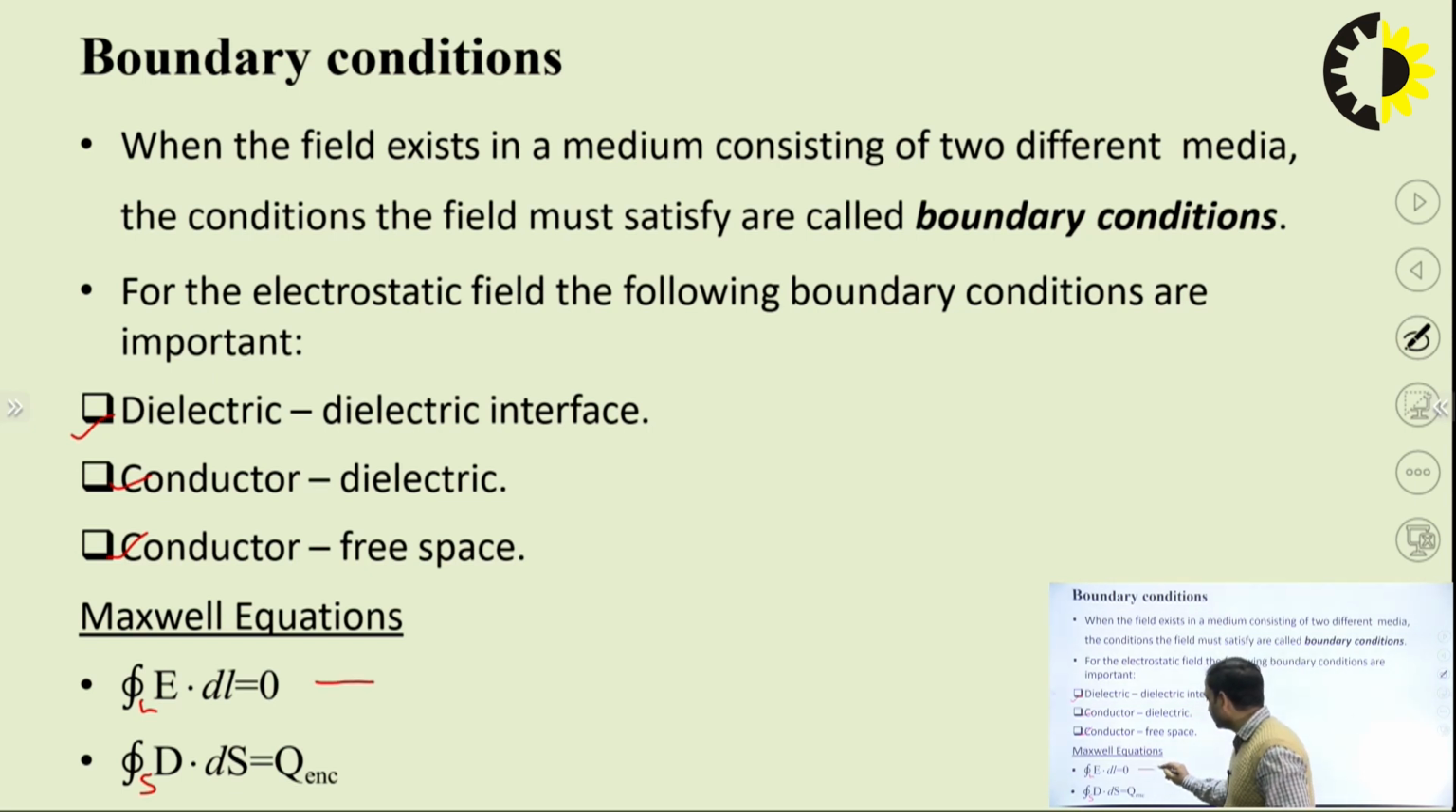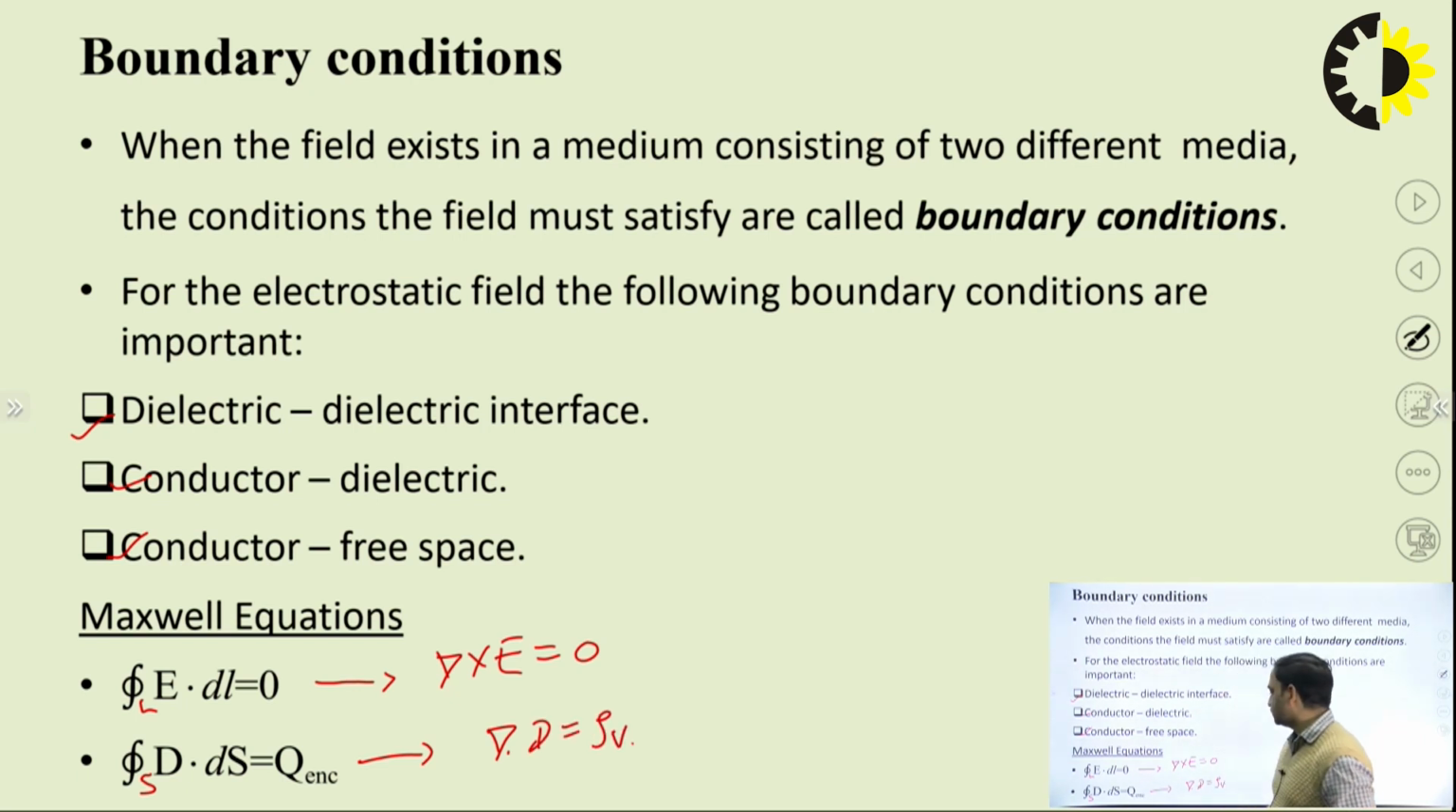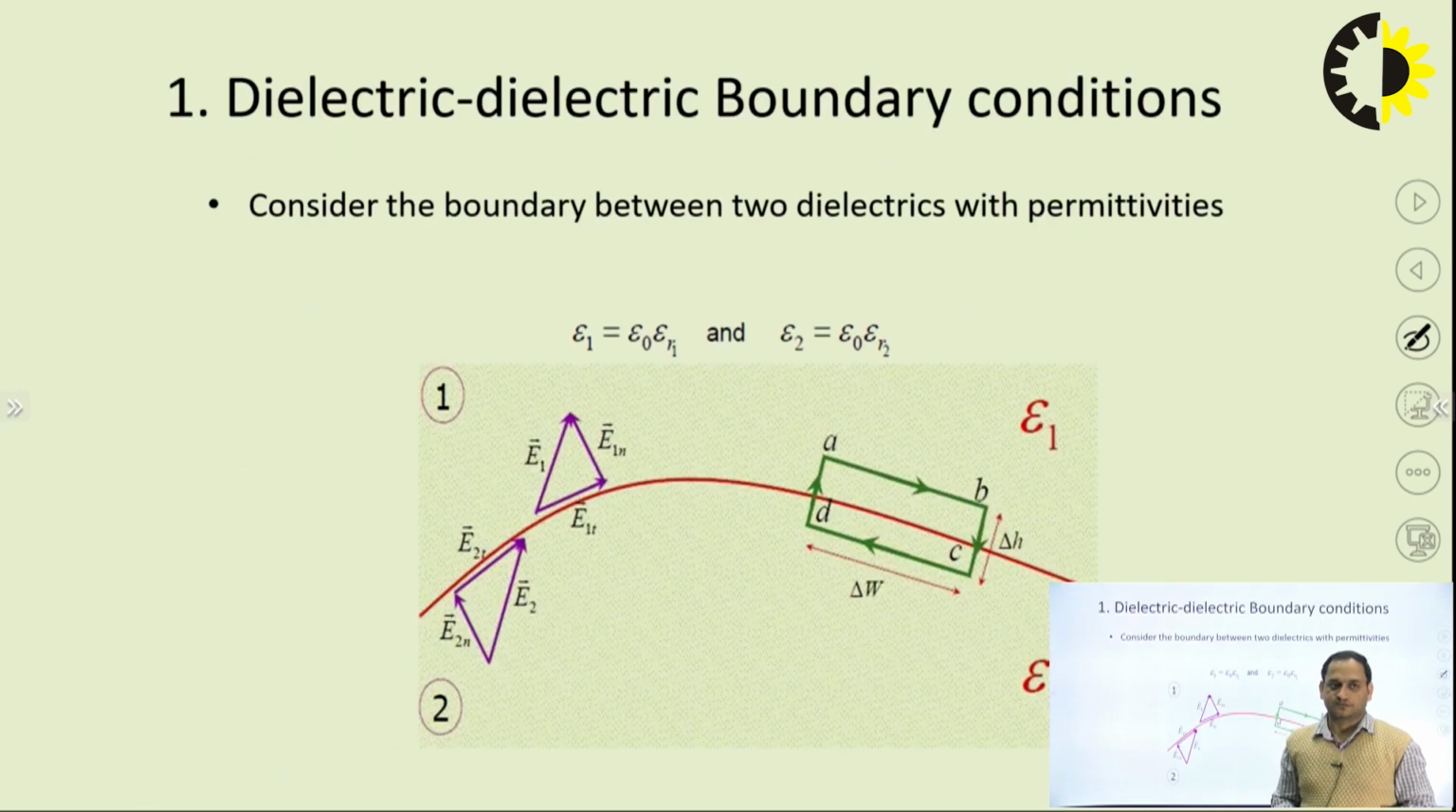From these equations, which Maxwell equations did we obtain? From the first, we obtained del cross E is equal to 0. From the second, we got del dot D is equal to rho V, the total charge enclosed. These are the well-known point-form Maxwell's equations, and we will use them for solving the boundary conditions.